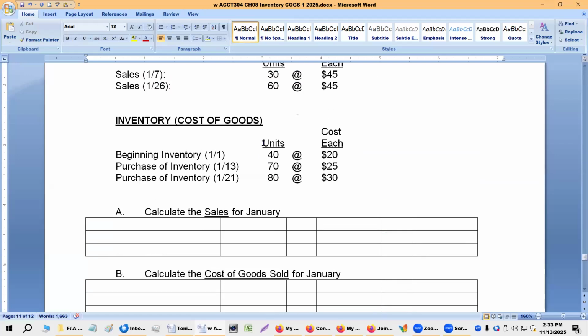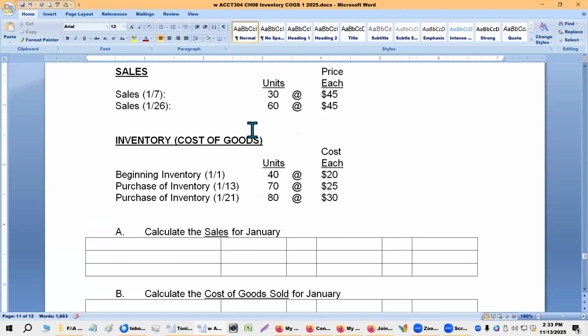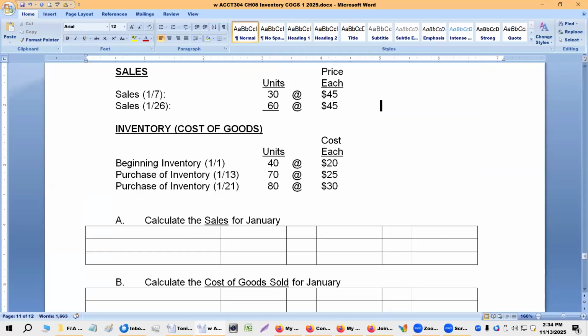All right, let me think what I want to do. Oh, I know. Let's do the sales first, because these are going to be the easiest. We sold 90 units. You can put that in as two different ones too. You can put them in separately. But I'm gonna put them in together. 90. And if they were at different prices, I would put them in separately.